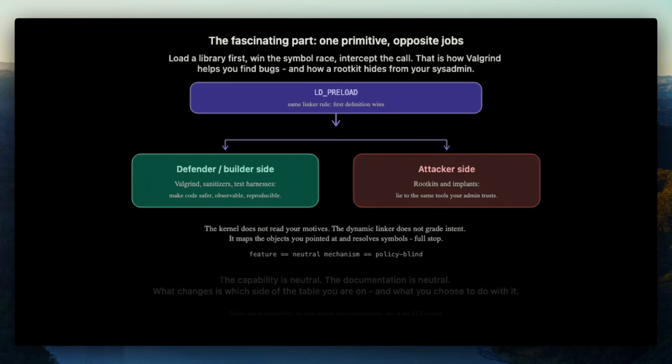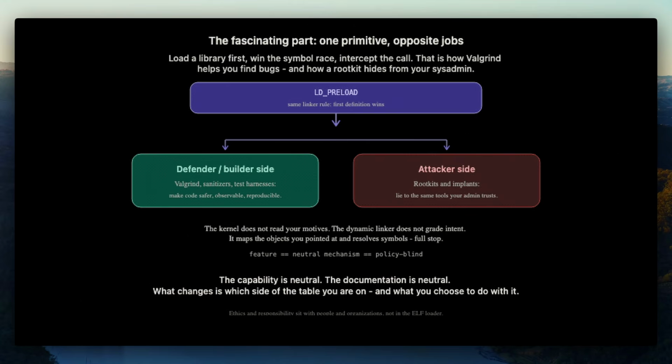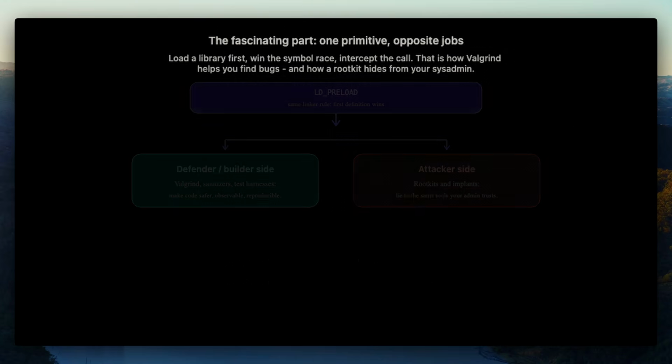This is the thing about Linux that I find genuinely fascinating. The same primitive, intercept a function call by loading a library first, is used by Valgrind to make your code safer, and by rootkits to hide from your sysadmin. The OS doesn't know the difference. The dynamic linker doesn't care about your intent. It just loads what you tell it to load. The feature is neutral. The knowledge is neutral. What matters is which side of the table you're sitting on.